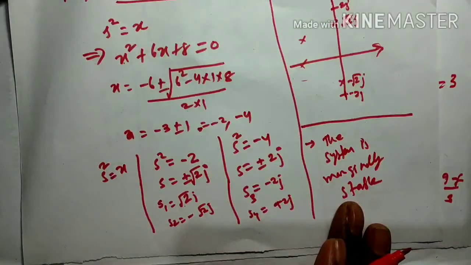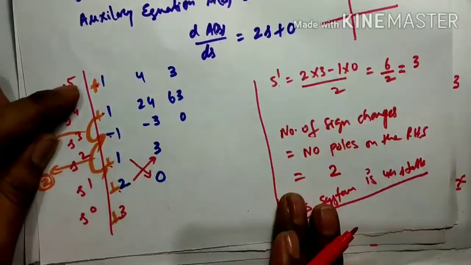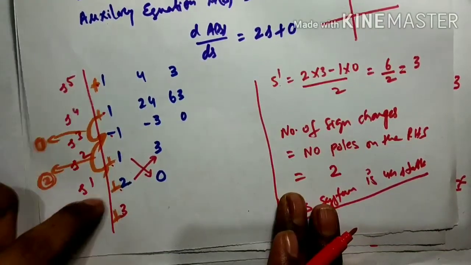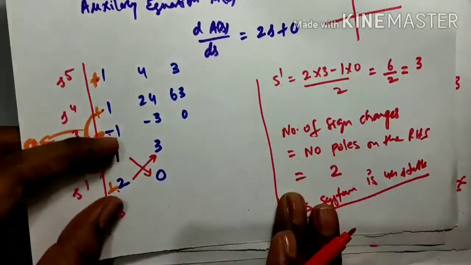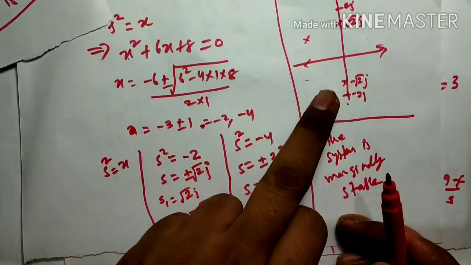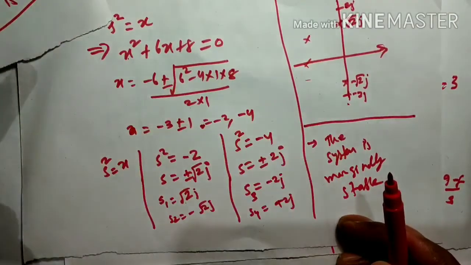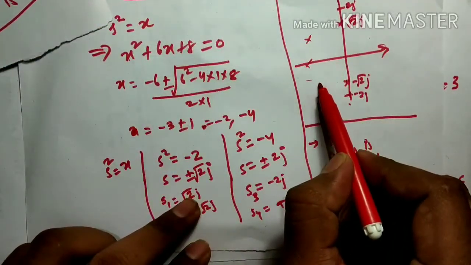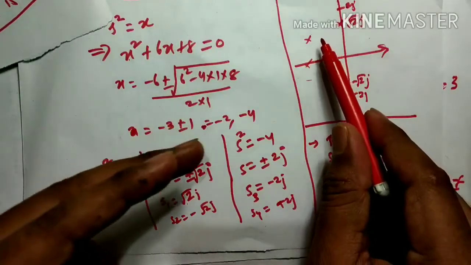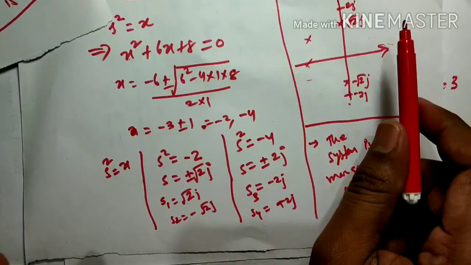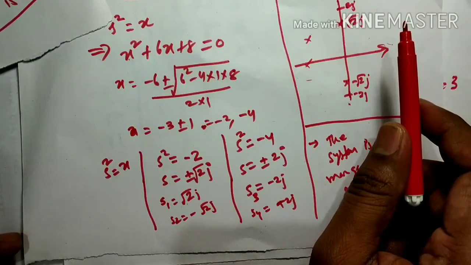Once again I repeat here. So how many poles are there? 1, 2, 3, 4, 5, 6. Out of 6 poles, 4 poles are lying on the imaginary axis. So then how many poles are left? 2 poles are left. The rest of the 2 poles are lying in the left of the s plane, but we don't know the location. Then what about the right half of the s plane? There is no pole lying in the right half of the s plane.